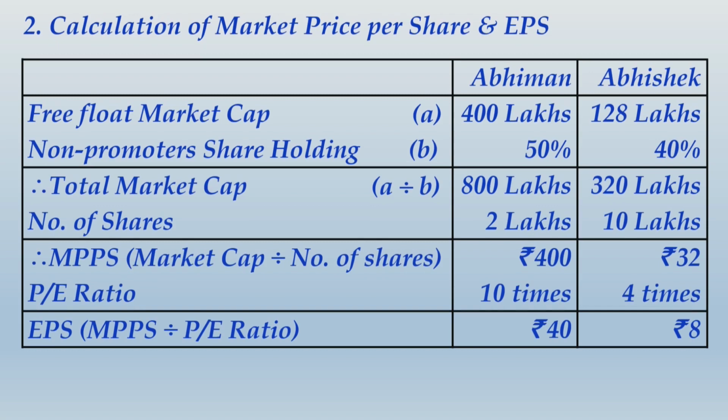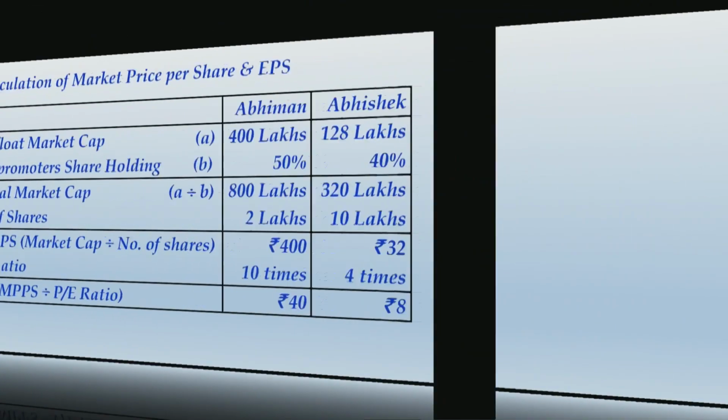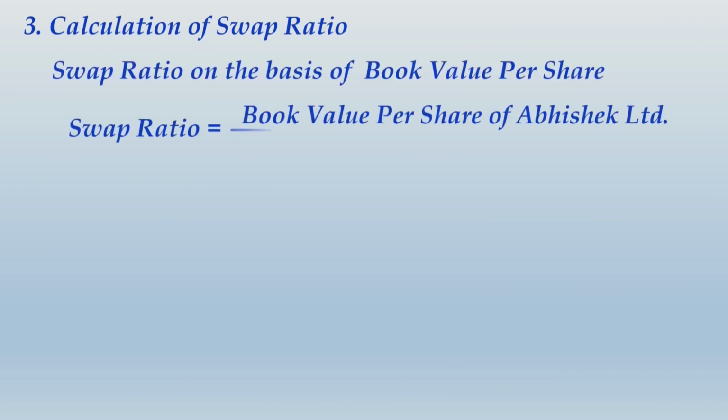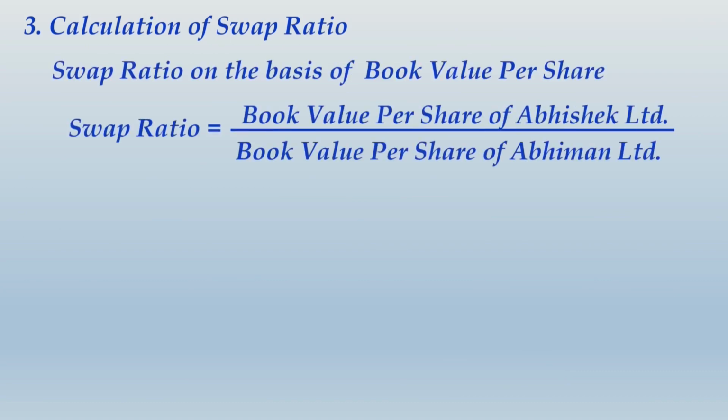Alright friends, after writing up all these calculations, we shall move ahead and start determining the swap ratios on different parameters as required in the question. So we begin with the swap ratio based on book value per share. Now whatever be the basis, you know one thing very well. In the numerator, you would take the value of the target company, that is Abhishek Limited. In the denominator, you will take the value of acquirer company, that is Abhiman Limited. So first basis being book value per share, it will be 60 by 500, that is 0.12.